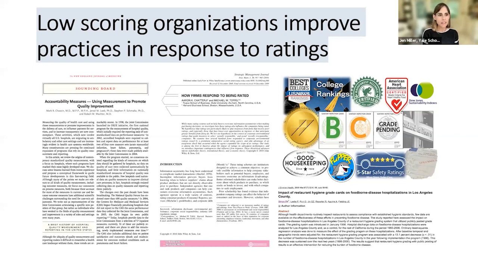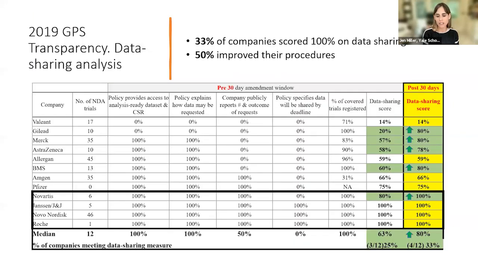Next slide. Benchmarking data sharing of pharmaceutical companies. We give pharmaceutical companies a 30-day amendment window to fix things, and we publish a pre and post score. And here you can see that in the 2019 data sharing analysis and rankings, about 50% of the low scoring large companies improved their practices within that 30-day amendment window. So we're hoping to do something similar to measurably move the needle for patients.